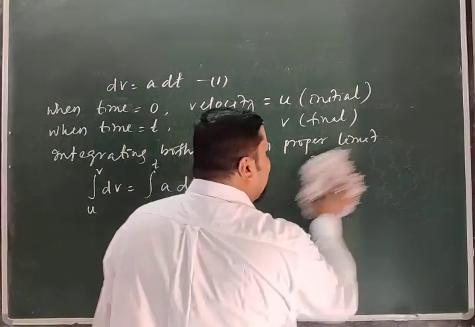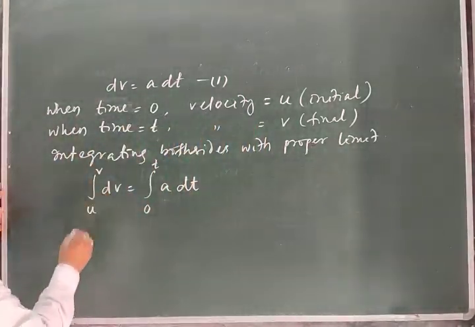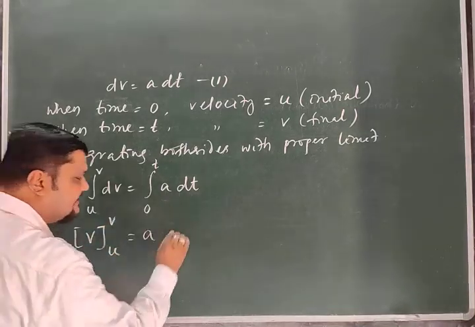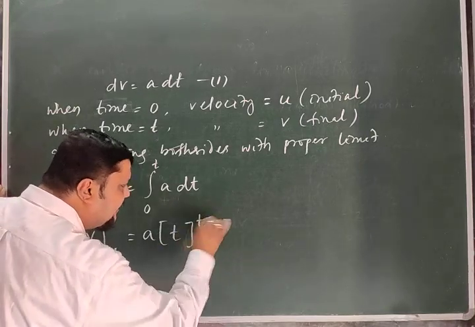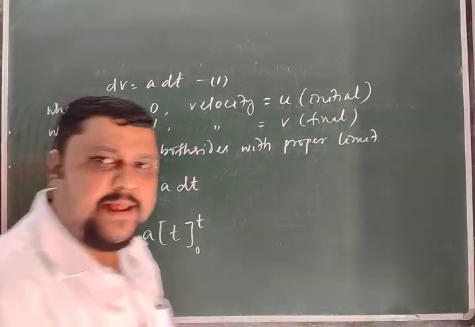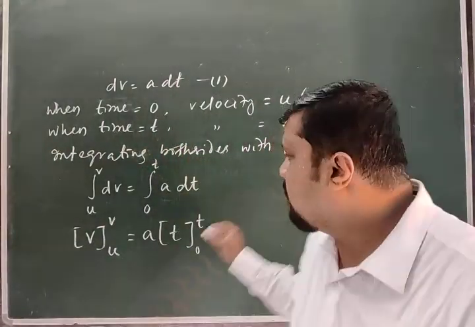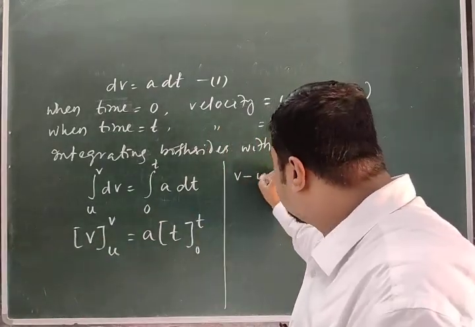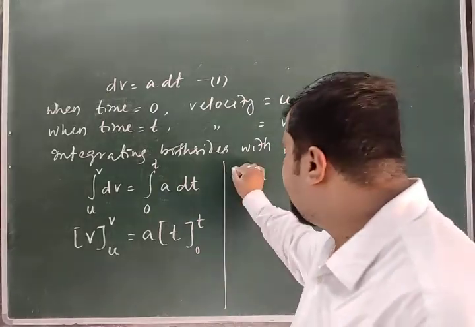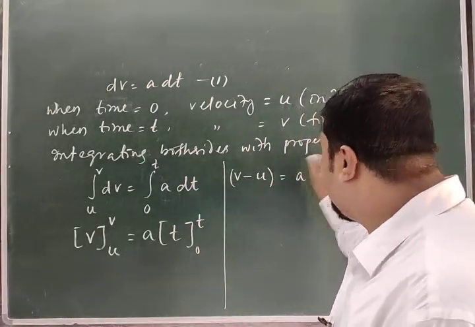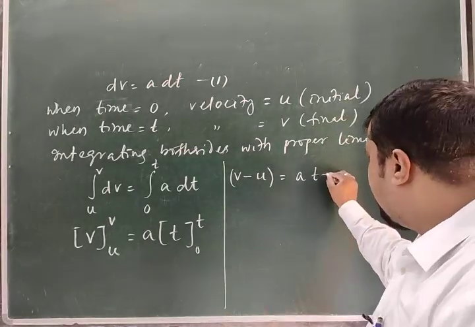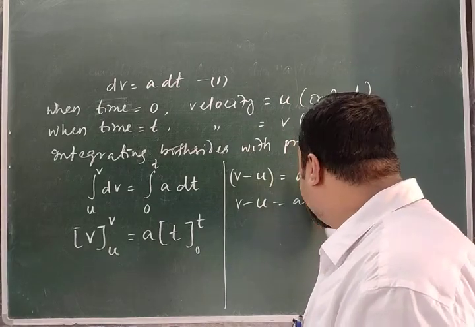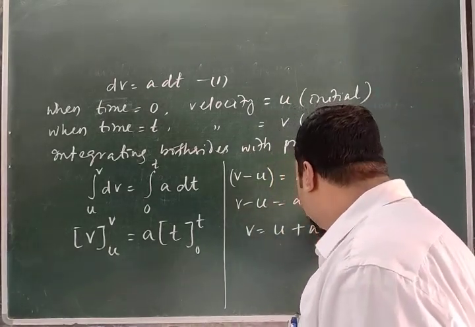Clear? So like that, I will use this formula here. What is the integral of dv? That is v with limits u to v is equal to a times the integral of dt, that is t with limits 0 to t. So now with this limit again, we will put the upper limit in place of v, minus the lower limit: v minus u is equal to a, put upper limit t minus lower limit 0. So this is equal to v minus u is equal to at, or v is equal to u plus at.